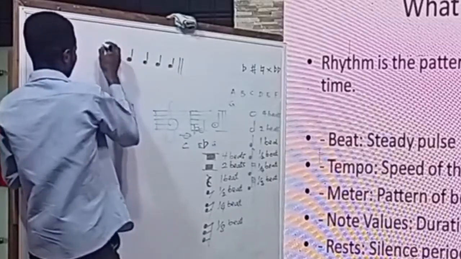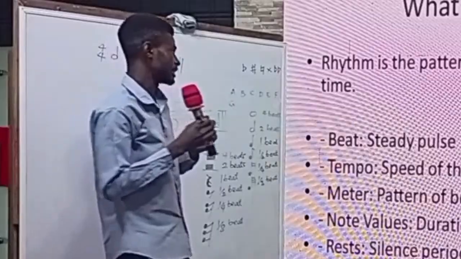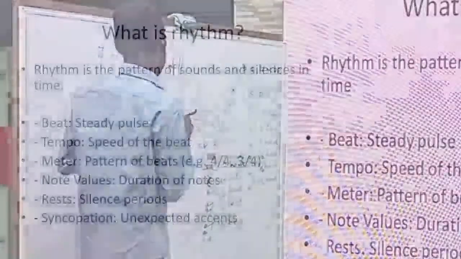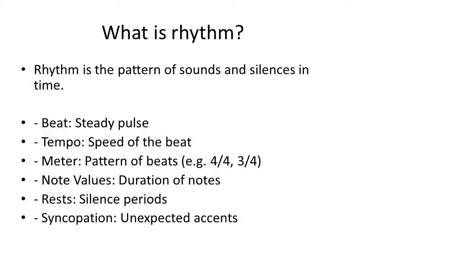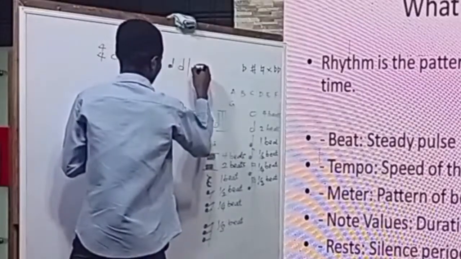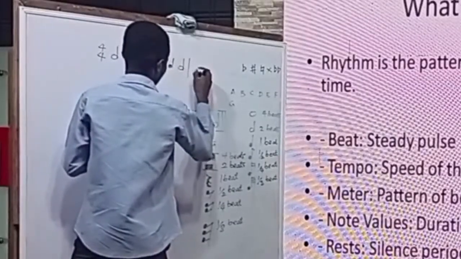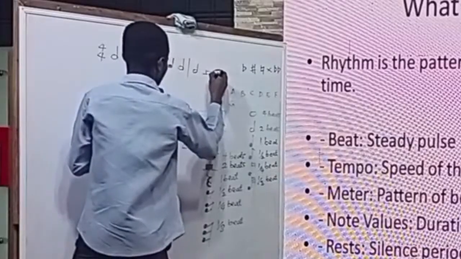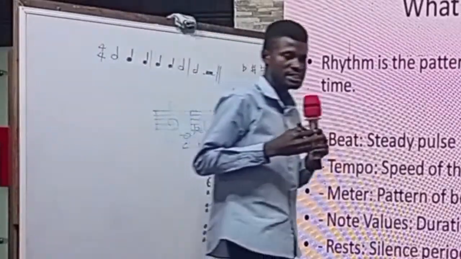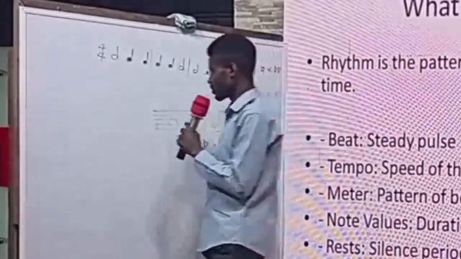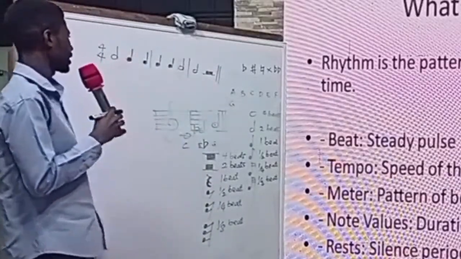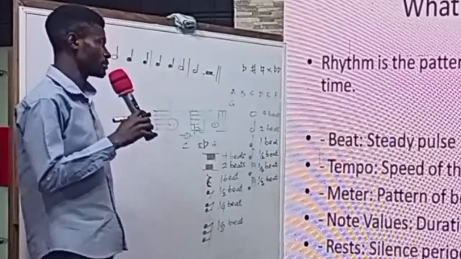This is a rhythm. We said it is the flow of musical sounds. It is the pattern of sounds and silences in time. Yes, we have a rhythm here. Now, if I want to sing this rhythm, I'm not writing it on the staff this time around. It's just to illustrate what we mean by rhythm, actually.